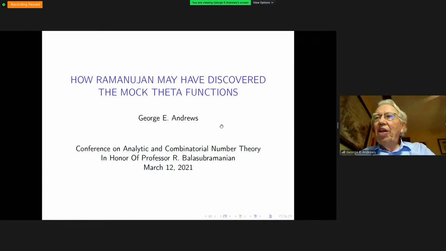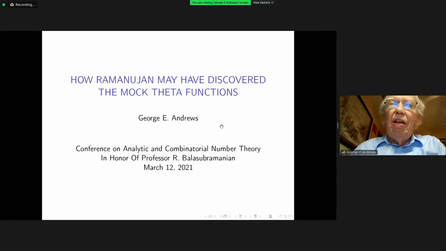Thanks to all the organizers. Happy birthday to Balu. It's a great pleasure to have the honor of speaking at this conference. Also, I express my deep appreciation to all the people in India who are obviously staying up very late in order to hear this talk. And I thank the organizers for making it such that I could have it at a very comfortable time of the morning on the East Coast of the United States.